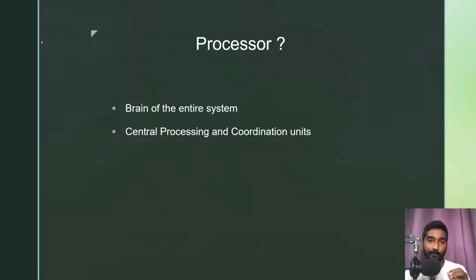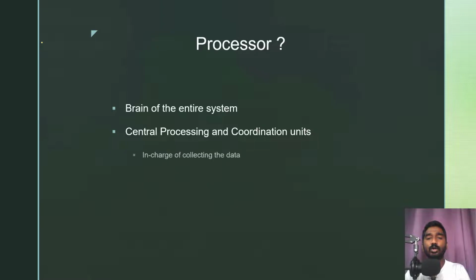So when you think of a processor, the most basic definition that comes into our mind is that a processor is simply the brain of the entire system. So this is the generic definition, but as a professional student, you should be more particular and more professional when it comes to defining a processor. So you can simply say that processors are the central processing and the coordination units of the entire system. Okay, that is the simple definition.